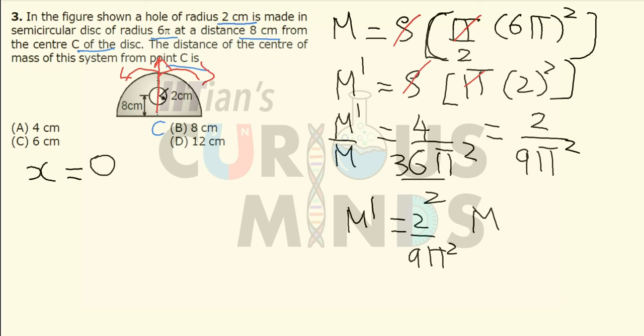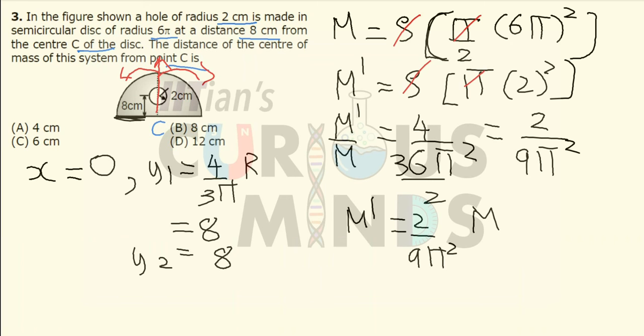Okay, we have to find out the center of the mass. Now the center of mass of a semicircular disc is given as, that is, y1 will be given as 4 by 3 pi into r. Now the r over here is equal to 6 pi, so when I substitute over here, it will be equal to 8. And y2 you can clearly see from here is at a distance of 8 cm, so y2 is also equal to 8 over here. Now since both of them are 8, it will anyway come out to be 8, but we will still solve this part.